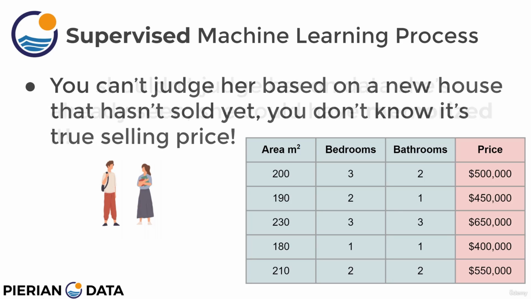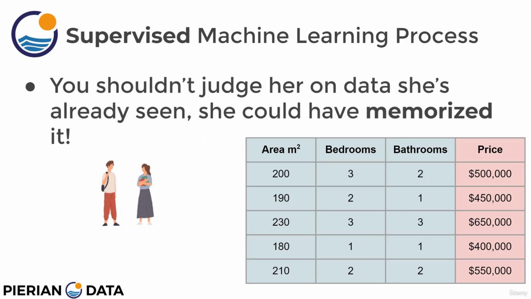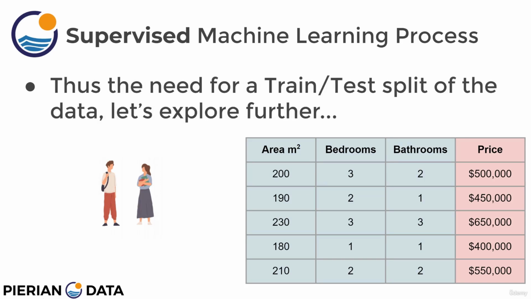Now the problem also is that we can't really judge her on the data that she's already seen, because in theory she could have just memorized the entire data set and thus have perfect accuracy when recalling what the price of a house sold at. And this is where the need for the train test split comes into play. Basically the idea is we want to be able to fairly evaluate the performance of both our human realtor or later on our machine learning algorithm.